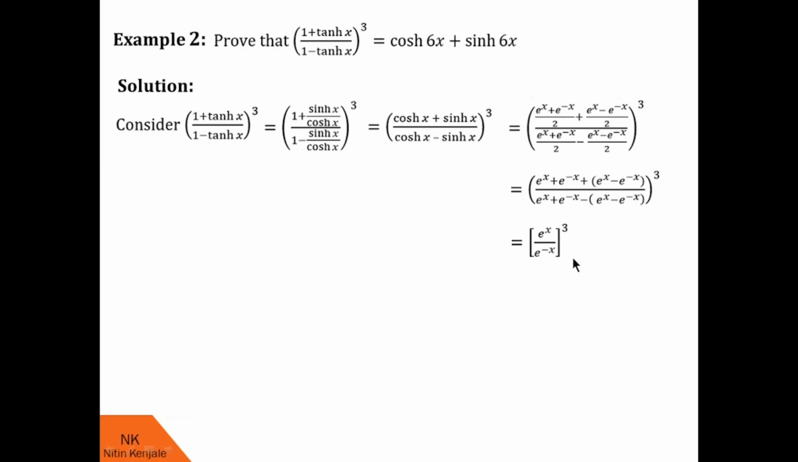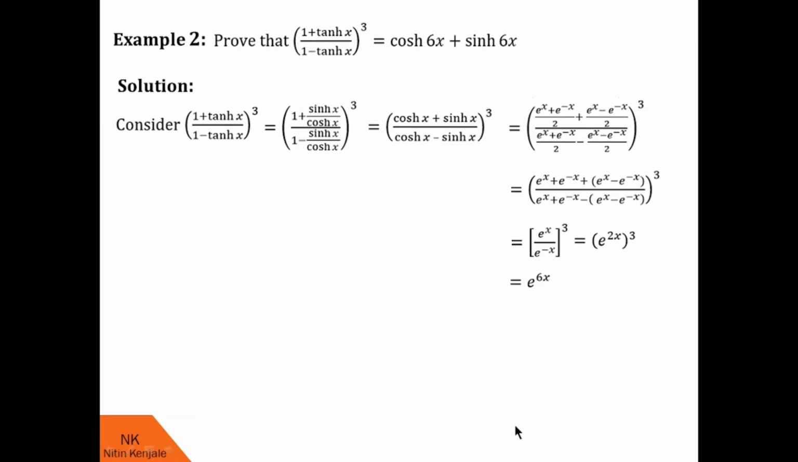Further simplification will give us e raised to x in the numerator and e raised to minus x in the denominator. If we take this denominator to the numerator, we will have e raised to 2x in the numerator, whole cube, which is the same as e raised to 6x.